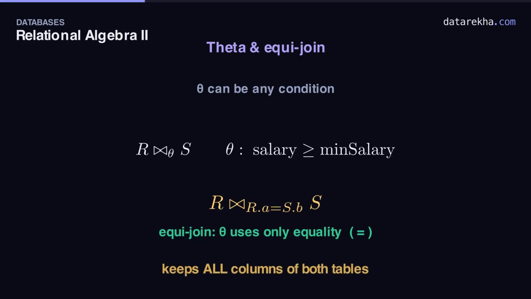One thing to hold on to. Both a theta join and an equijoin keep every column from both tables. Even the two columns being compared stay side by side as twins. Remember that, because the next operator quietly changes it.